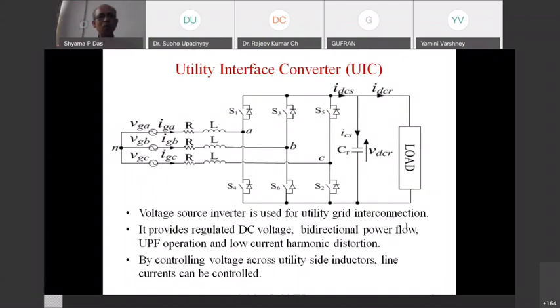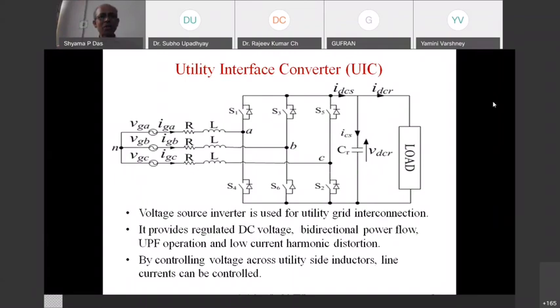So we should note that this converter, the utility interface converter, or UIC, is a bidirectional converter in the sense that the power flow can be from the AC side to the DC side or from the DC side to the AC side. So the power flow can be achieved in both directions. And the AC inductors, the inductance, can have a resistance as well.